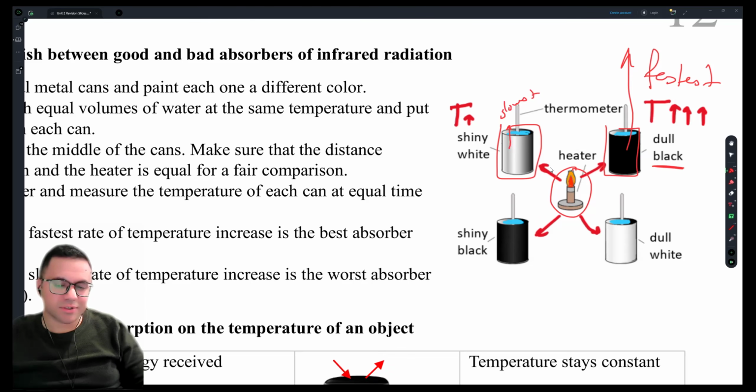All right? If you want to describe this experiment, it's simple. Get two metal cans, one's dull black, one's shiny white, put them equally spaced from a heater for fair comparison. The dull black will heat up faster than the white. They will both heat up, but the black heats up faster.